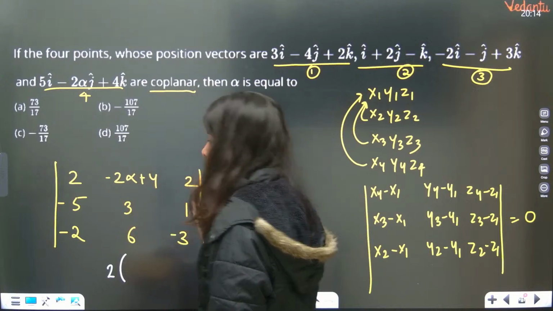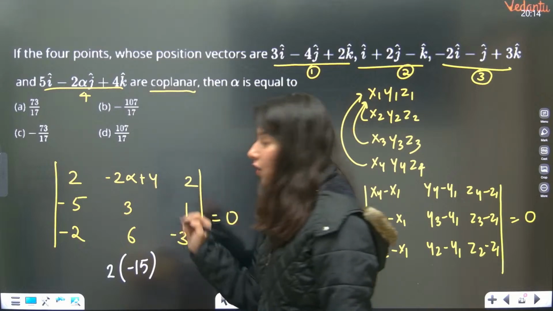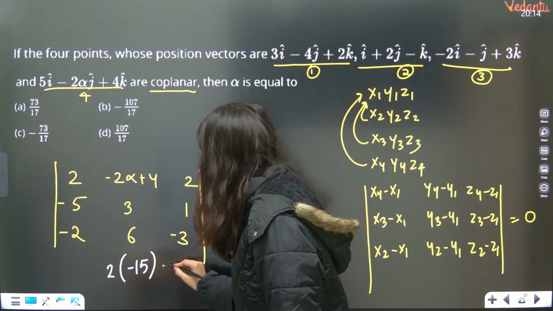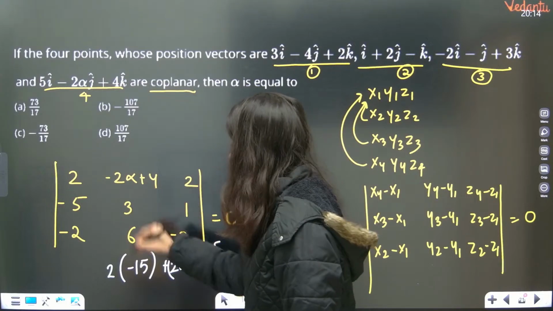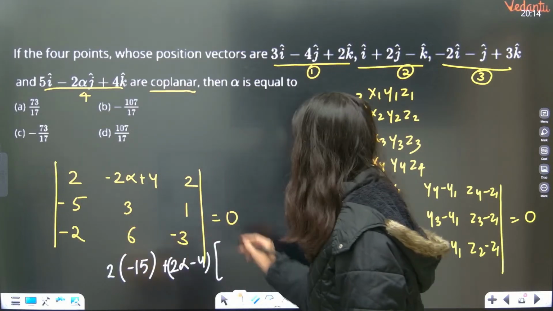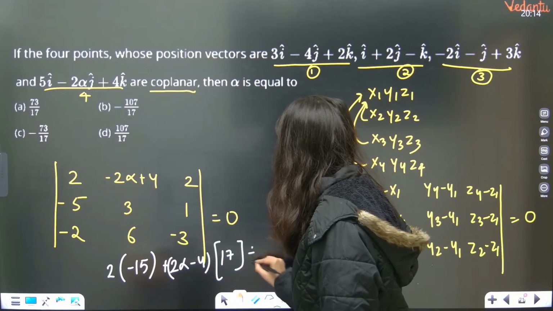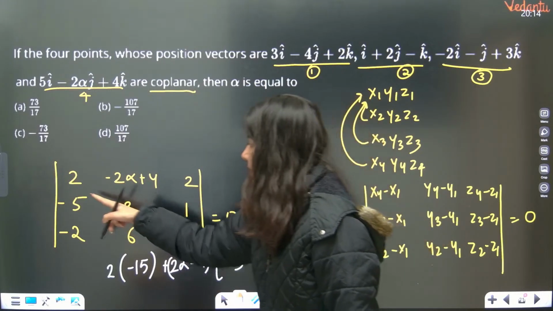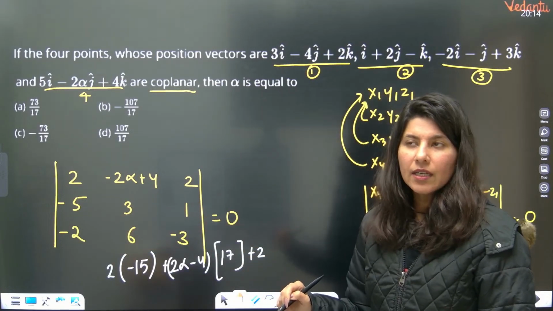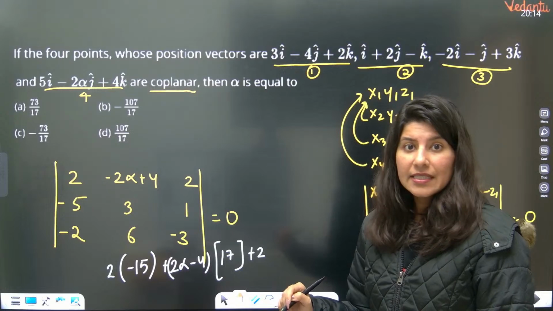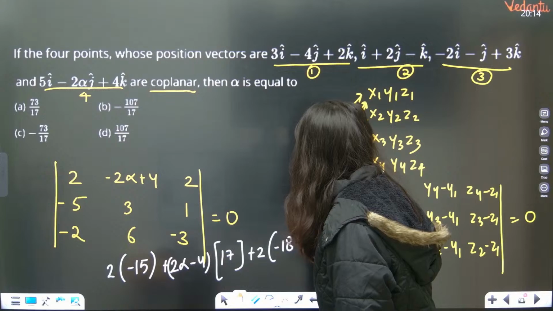Minus 9 minus 6, so this is minus 15, correct? Now negative of this. So plus 2 alpha minus 4 will remain outside, and this is 15 plus 2, 15 plus 2 is 17, plus twice of minus 30 plus 12. Minus 30 plus 12 is minus 18, equals to 0.